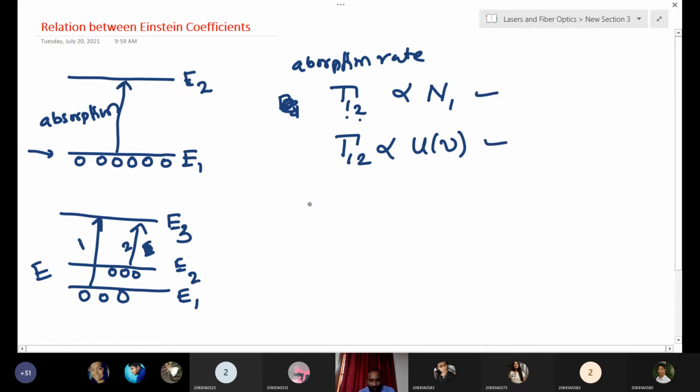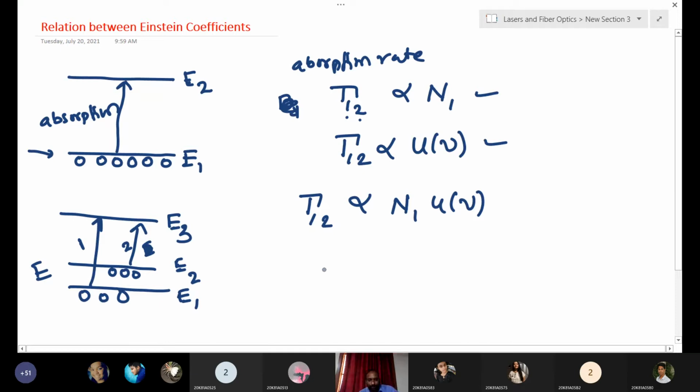So from this you can rewrite the equation. The subscript 12 indicates that transitions are taking place from state 1 to state 2, that is, from the ground state to the excited state, energy level 1 to energy level 2. It is proportional to N1 and U of nu, where nu means frequency. We take it as a function of frequency, meaning the energy within the frequency range we are considering.